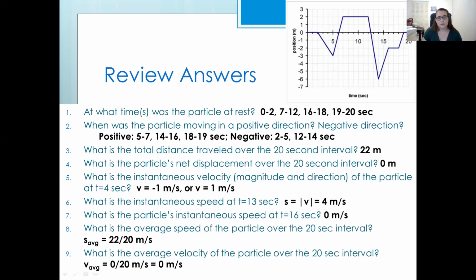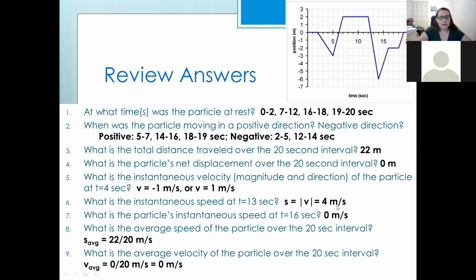It's just that magnitude. Number 7, what is the particle's instantaneous speed at t equals 16 seconds? So we're going to approach that the same way. We find the slope at that particular moment. And at that particular moment, 16 seconds, we're starting off our horizontal section of the graph. So the instantaneous speed right at that moment is 0 meters per second.